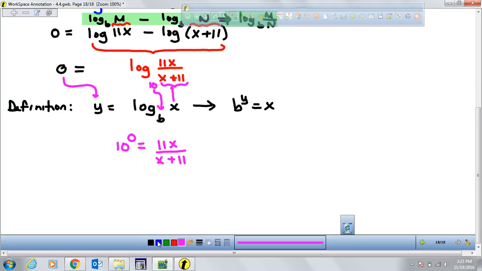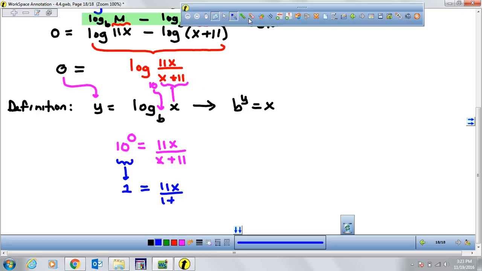And then step number 4 and last, we need to solve for x. Right here we already know that anything to the 0 power equals 1, so 1 equals 11x over x plus 11.